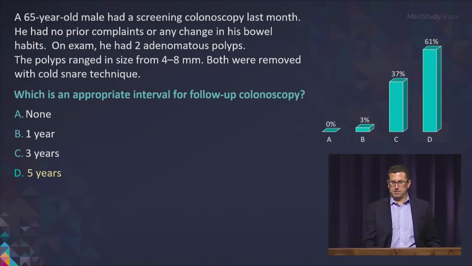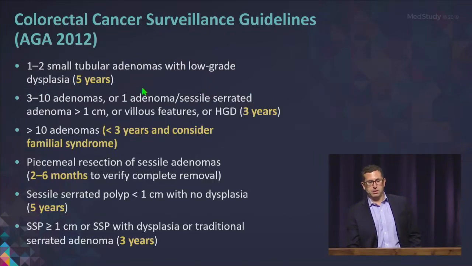All right, good. Most people got that. So it's just a straight up guideline. If you have 2 small adenomatous polyps, it's 5 years. So here are the guidelines. So these are the AGA guidelines from 2012. 1 to 2 small tubular adenomas, meaning less than 1 centimeter in size, 5 years.